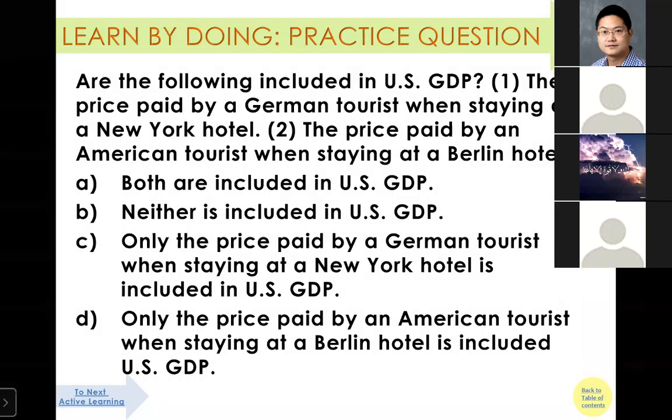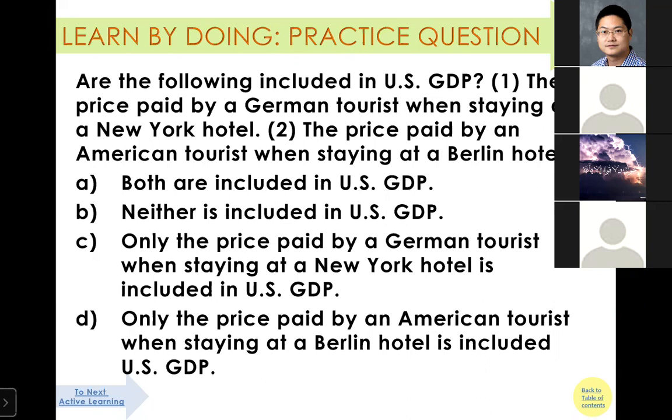Now let's look at this practice question. Are the following included in the US GDP? A, the price paid by a German tourist when staying at a New York hotel. B, the price paid by American tourists when staying at a Berlin hotel. Start with the first one. Okay, so this economic transaction was happening in the United States, right? Because this is in a New York hotel. So in that sense, it must be included in the US GDP.